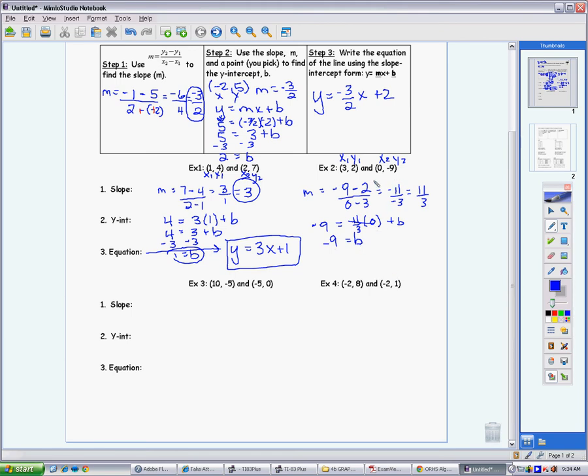And if you'll remember from our math reviews and when we did x and y-intercepts, it's because that 0 is for the x value, that does represent our y-intercept. Now I can write my equation because I have my slope and I have my y-intercept. So my equation is going to be y equals 11 over 3x minus 9. And here is my equation.